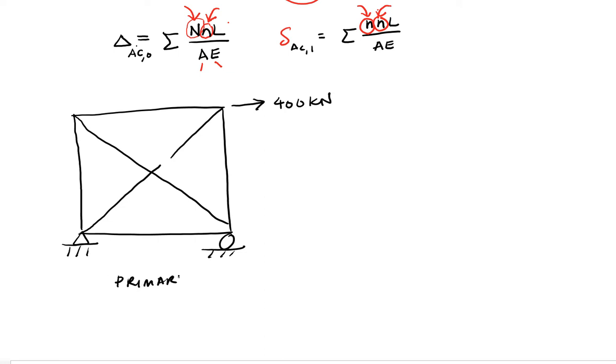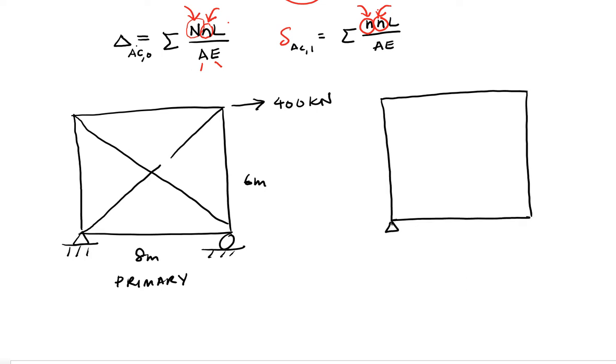Okay, this is 8 meters and this is 6 meters, and I hope you will try to do it really quickly on your own, and make sure you can get the same answer. Okay, and this is your redundant system. Redundant system is where you apply a unit load.